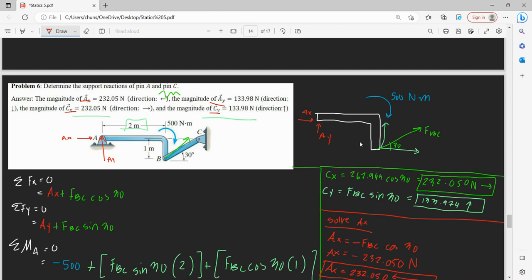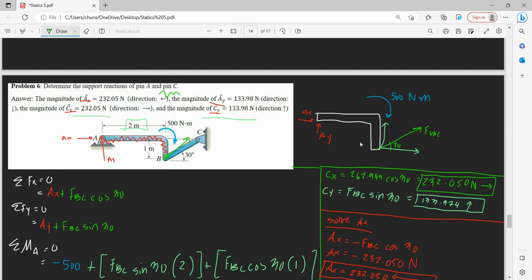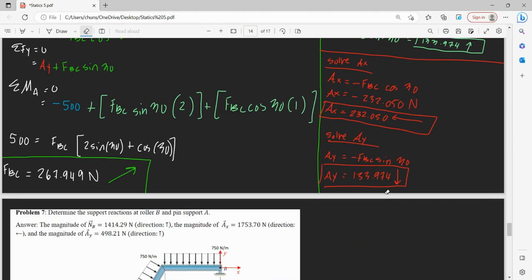Another way you can look at this is by breaking this down into 2 sections. So going from A to B, and then B to C, and writing out 3 equations for each of those beams and then kind of relating them to each other. That may work better for some other cases, but in this case, 2 force members is the most straightforward way to go about it.